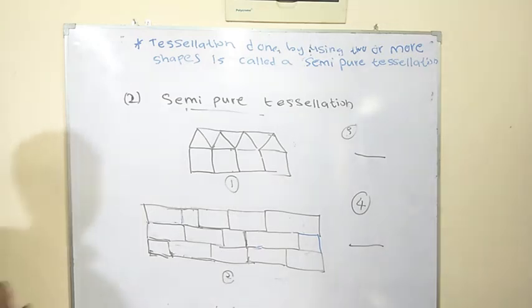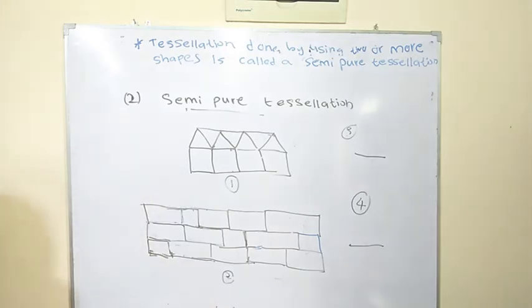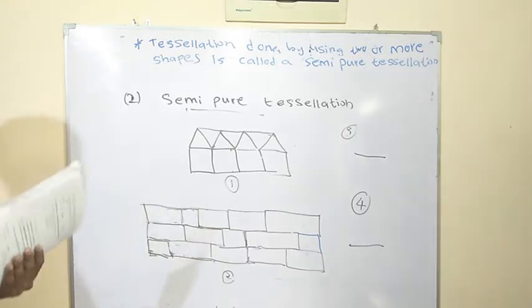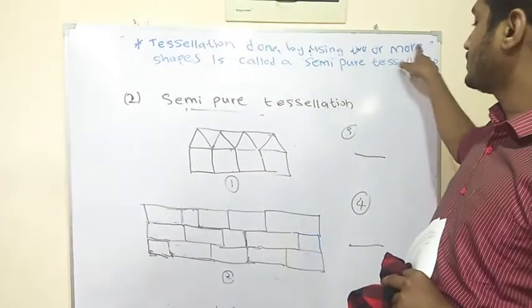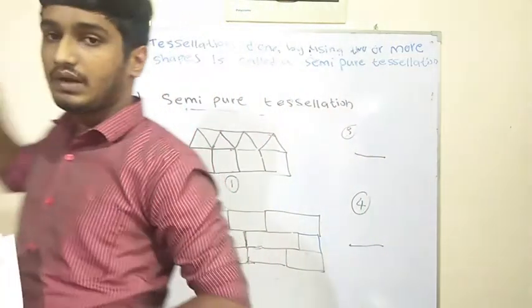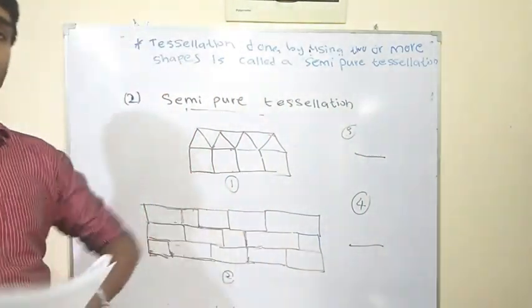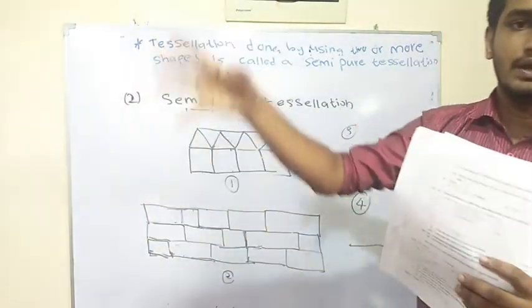Write the question. Question number 1. Now you have to write all these questions down. After drawing all these things, you have to write tessellation done by using two or more shapes is called a semi-pure tessellation. After writing these things, you can write question number 1. Don't keep space. You just write the question numbers, write all the questions downwards. After that, you can write the answers.